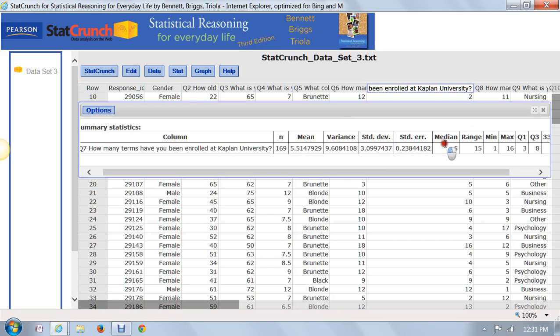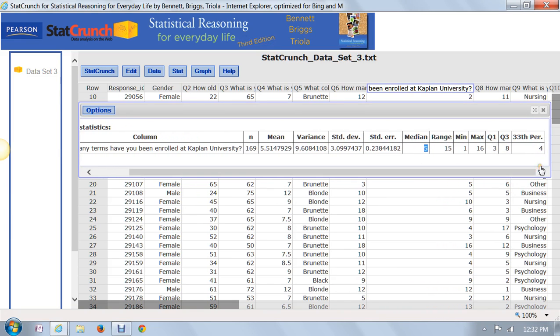The median of this data is 5. That means the median is the middle. So half of the students said that they were enrolled at Kaplan for less than 5 terms, and half of them claimed that they had been enrolled for more than 5 terms. We also talked about the minimum and maximum. That's pretty self-explanatory. Now you notice Q1 and Q3 are here.